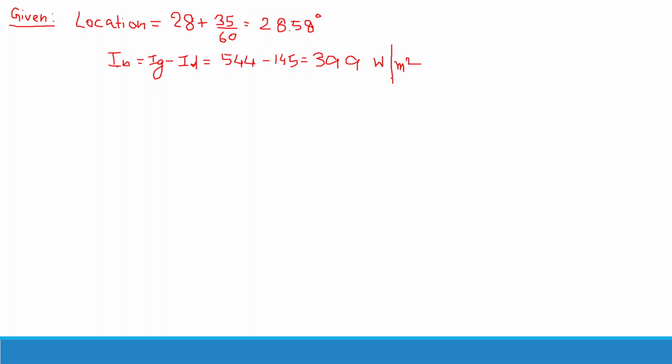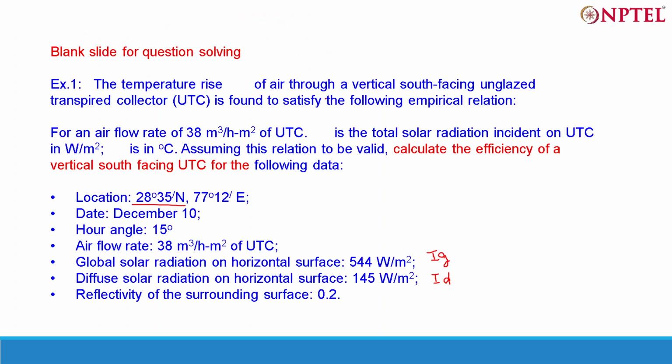So now this is given. Now another thing is that you have been given the airflow rate, that is 38. That will also be needed. So the first thing you can do is, this 38 meter cube hour per meter square is given.